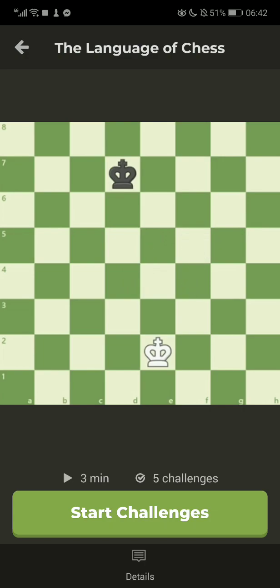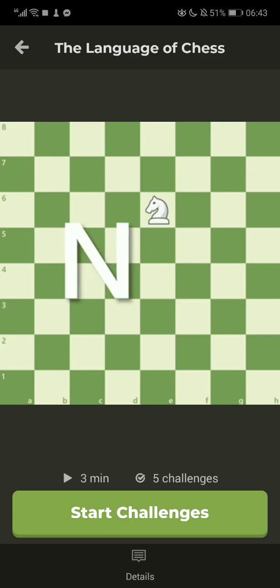We will use the same idea for all the other pieces. The rook is a capital R, the queen a capital Q, the bishop a capital B. The knight, however, is a little bit different. Since the capital K is already used for the king, we use a capital N for the knight. For example, N E6.